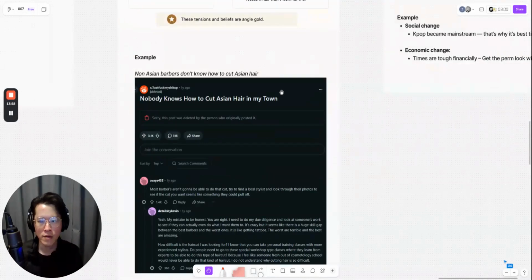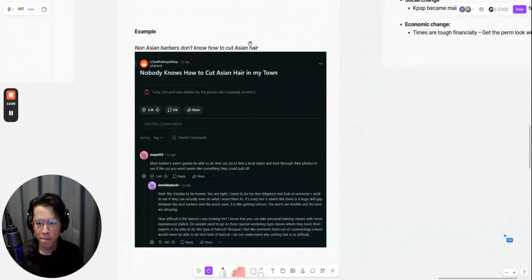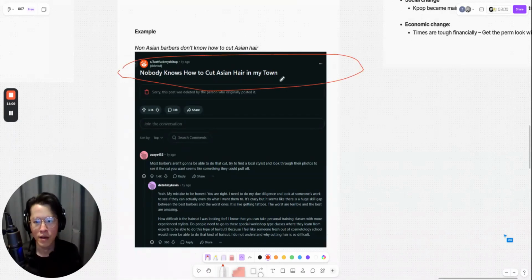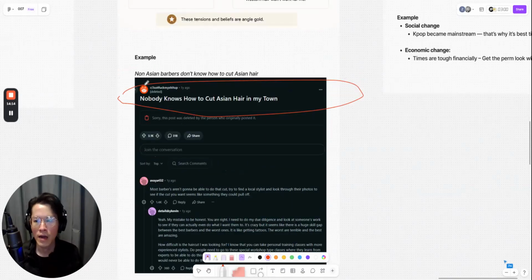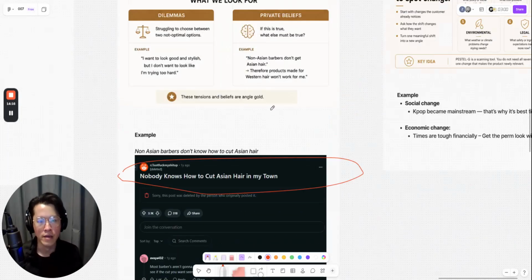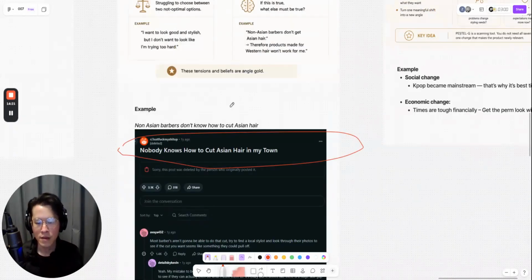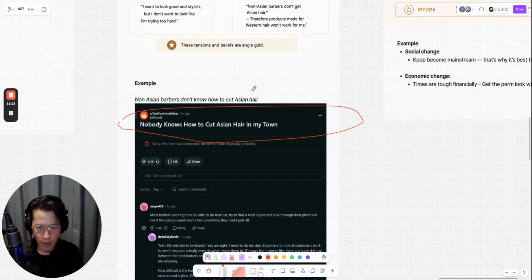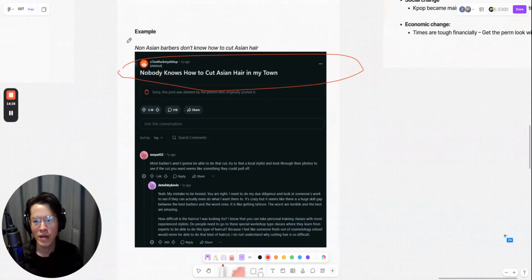The first one here is we're in Reddit and we're looking at this thread. The topic is nobody knows how to cut Asian hair in my town. So this is something that is highly resonating, and it is also a private belief. And it's that Asian guys think that most people don't know how to cut Asian hair, right? So this is a private belief that we can then use as an angle.